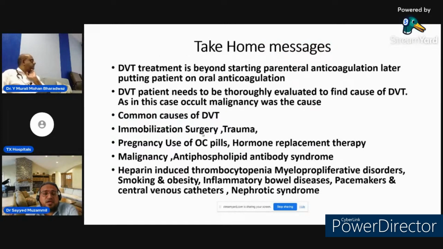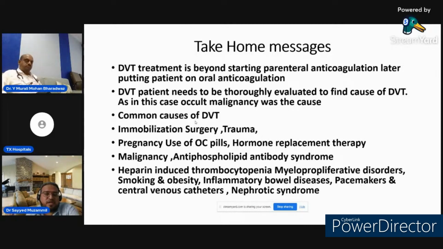So the take home message from this case is that DVT treatment is far beyond starting anticoagulation and putting the patient on oral anticoagulation. A DVT patient needs to be thoroughly evaluated to find the cause of DVT. As in this case, occult malignancy was the cause.